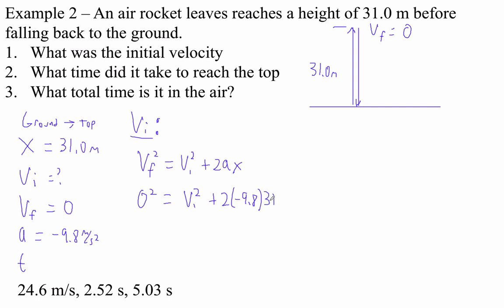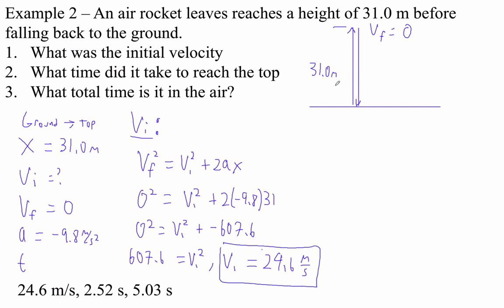All right, so I'm going to figure out what this mess is here. 2 times negative 9.8 times 31, I get 0 squared is vi squared plus negative 607.6. So I can put it over on this side. 607.6 is equal to vi squared. And now I can square root that. Notice we don't have a problem with imaginary numbers because when I add 607.6 to both sides, this goes away, this becomes positive. So 607.6 raised to the 0.5 equals 24.6 meters per second.